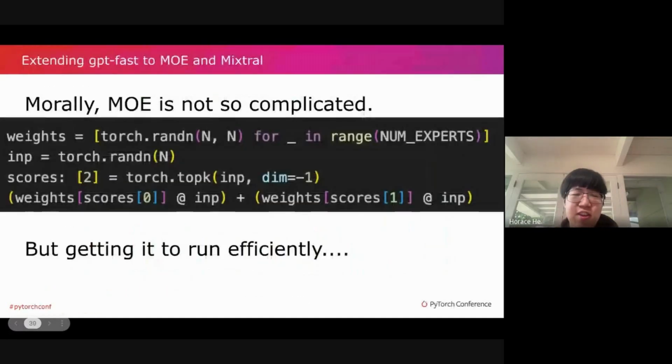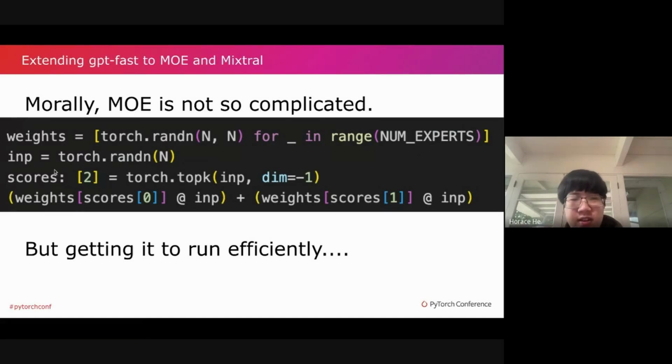And another cool thing that we added to GPT-Fast recently is that we extended GPT-Fast to MOE and Mixtral models. The main idea of MOE, which stands for mixture of experts, for folks who are unfamiliar, is that instead of having a regular linear layer, you have a bunch of linear layers. In this case, up to about 8 linear layers.